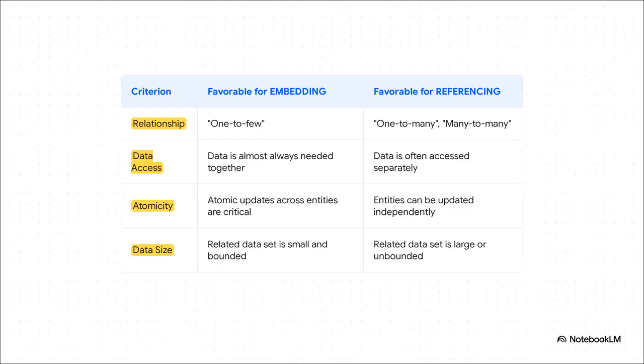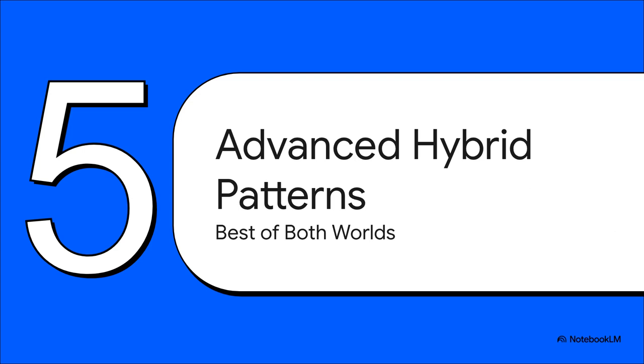Think of this table as your ultimate cheat sheet. Just look at the criteria. Let's say atomicity is critical, meaning you absolutely have to update a product and its inventory in a single all-or-nothing operation. Well, the table points you straight to embedding. But if that related data is massive or unbounded, you follow that row over to referencing. Use this to guide every design choice you make. But hey, what if you need a middle ground? It's not always one extreme or the other. Let's look at a few clever hybrid solutions that give you the best of both worlds.